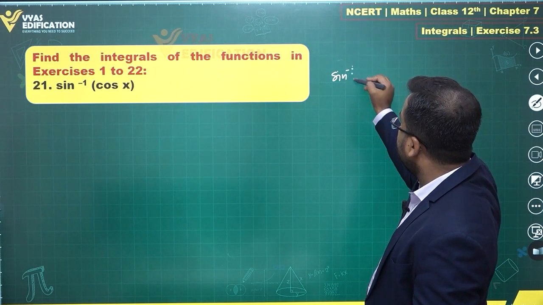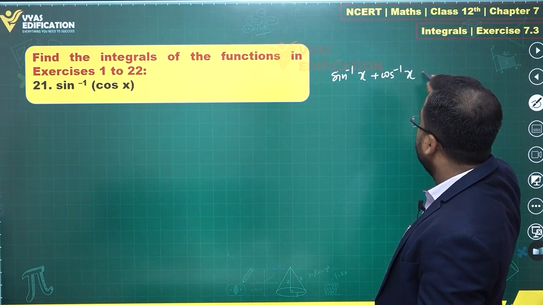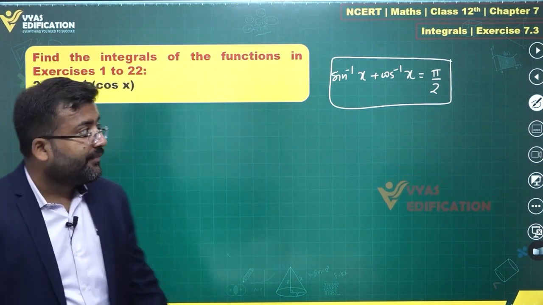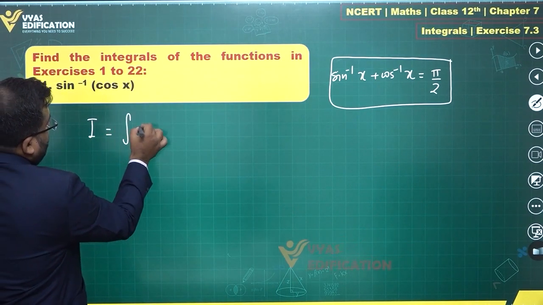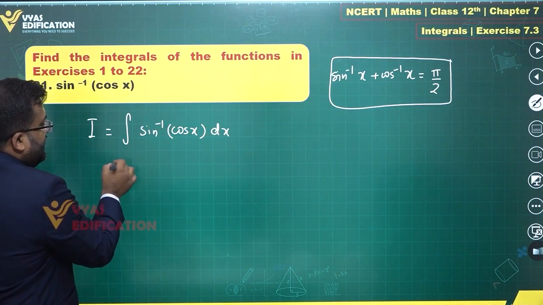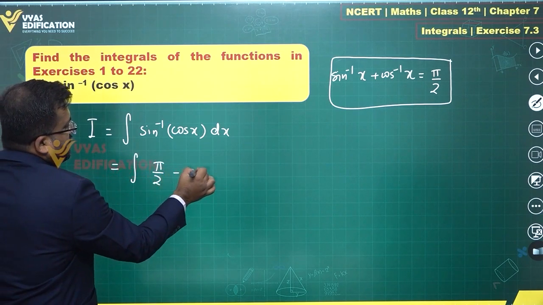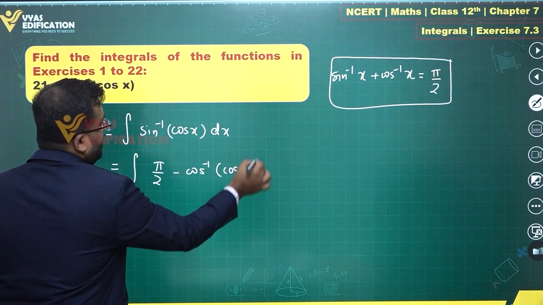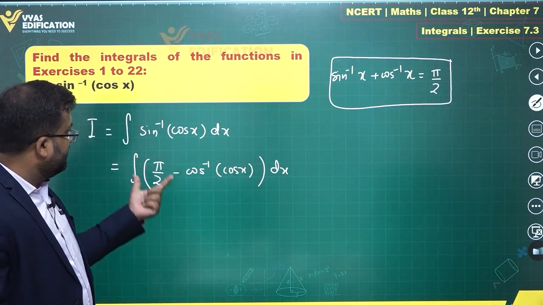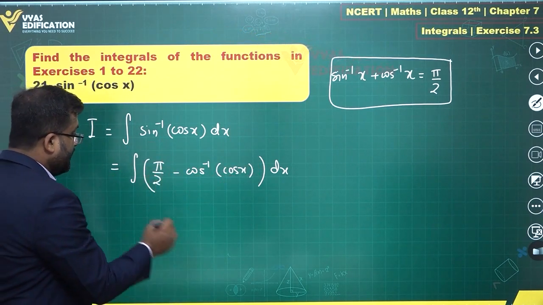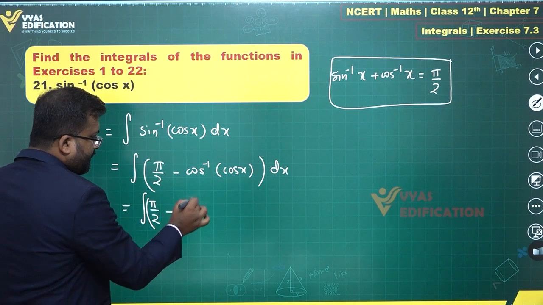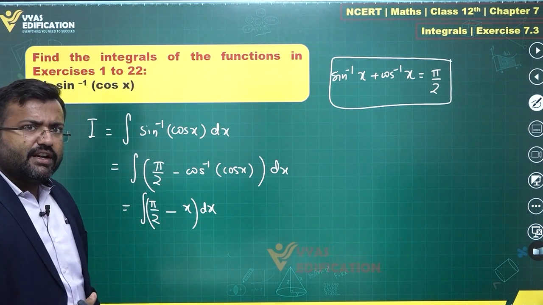And I remember that sine inverse x plus cos inverse x is equal to pi by 2. Okay, using this idea, can I write I equals the integral of sine inverse of cos x dx? This is sine inverse of something basically. I can write it as pi by 2 minus cos inverse of that cos something, right? Yes, please observe. Sine inverse x is pi by 2 minus cos inverse x, right? Simplified further, cos inverse of cos x is x. This is what you can write it as, yes?